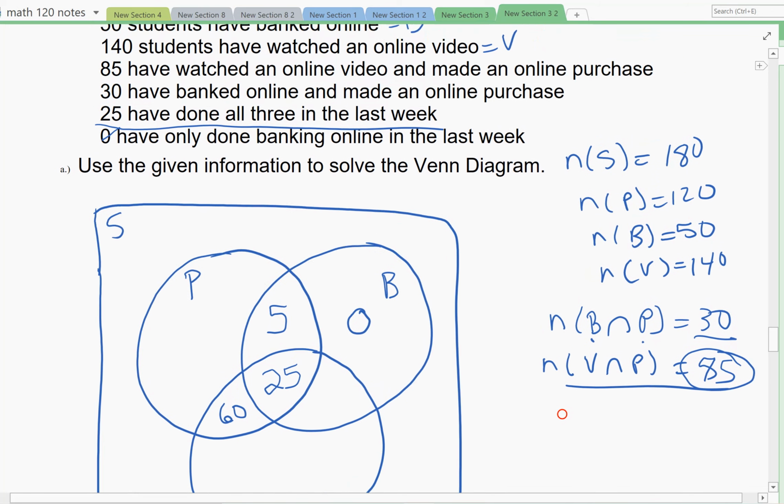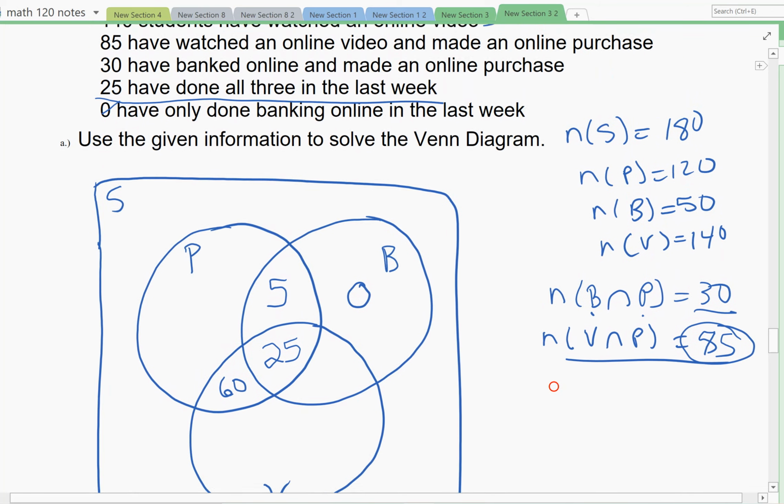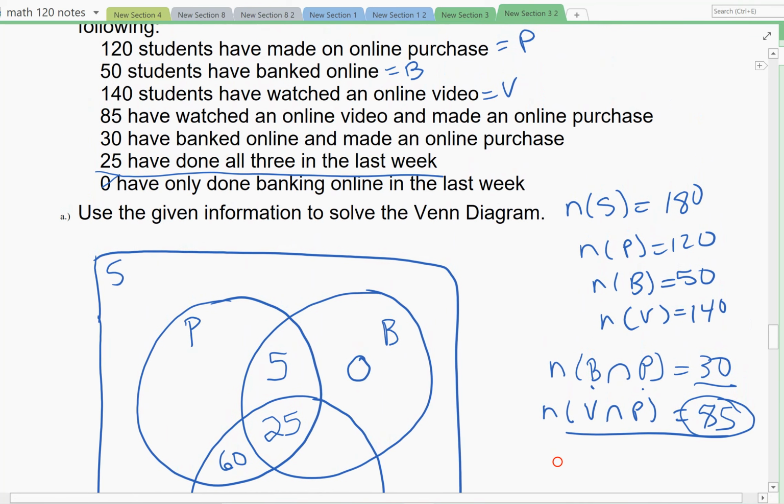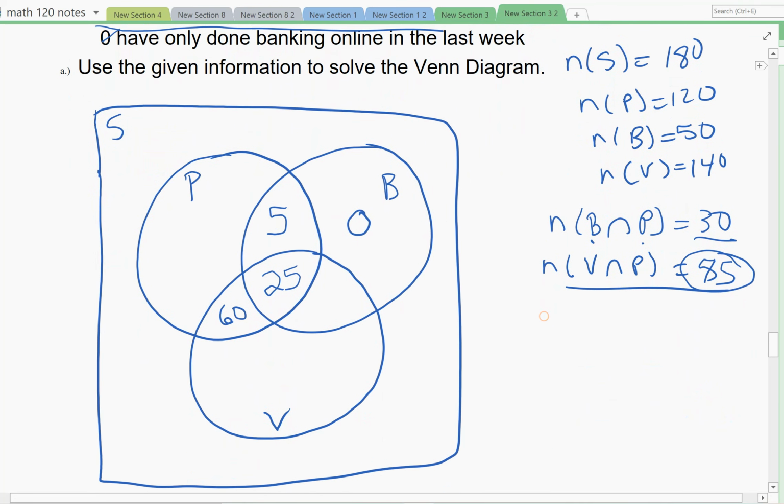Alright, the next one. There's no and between banking and video, so I've got up to my totals, which I've already got listed over here. That means one or more of my circles should be filled out, and I do. I have one region left in my banking circle, and I've got one region left in my purchases. So you can finish either one of those if you want. I'll probably do this one first, and then the purchasing, and then the video.